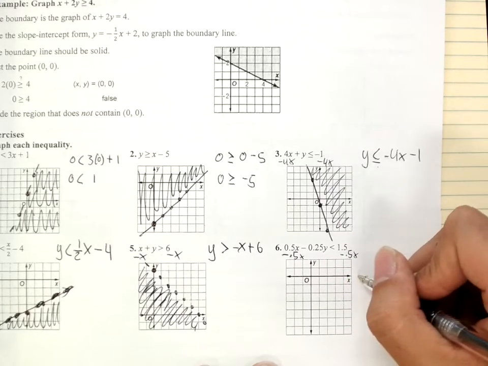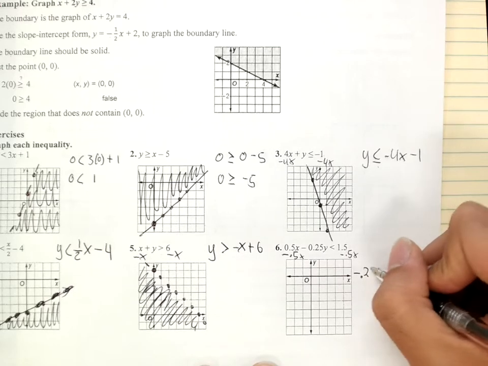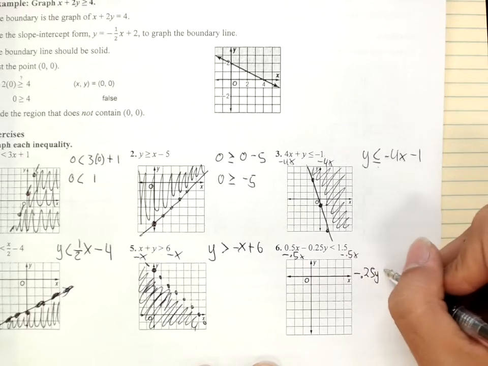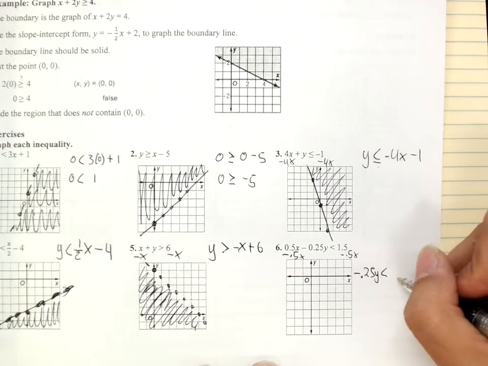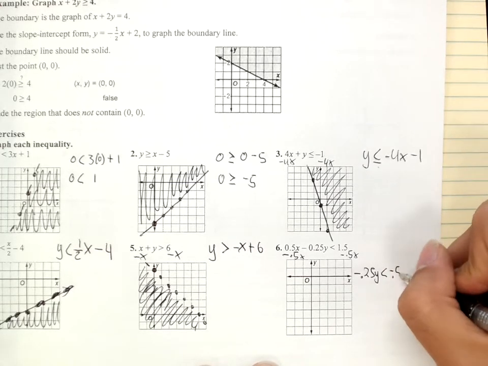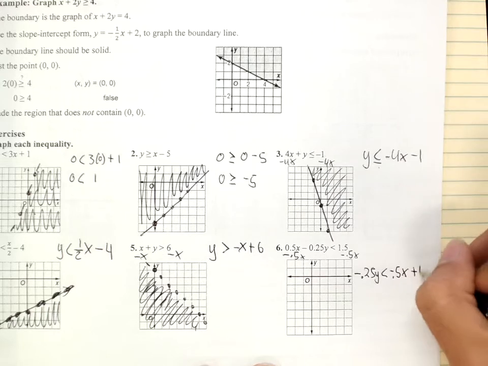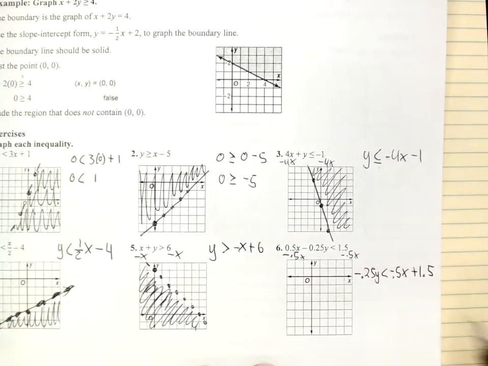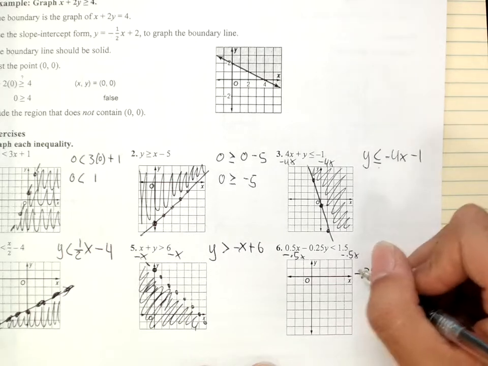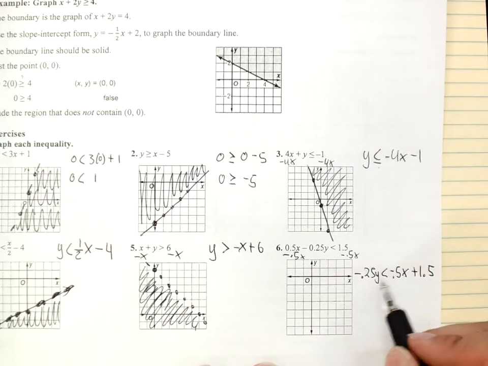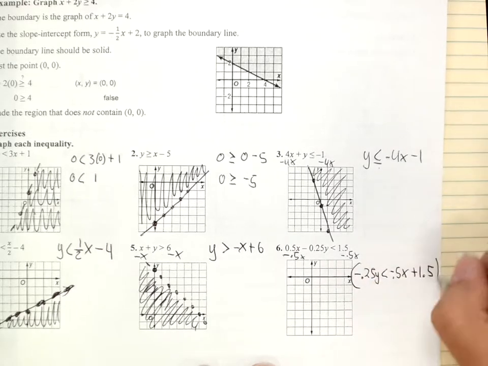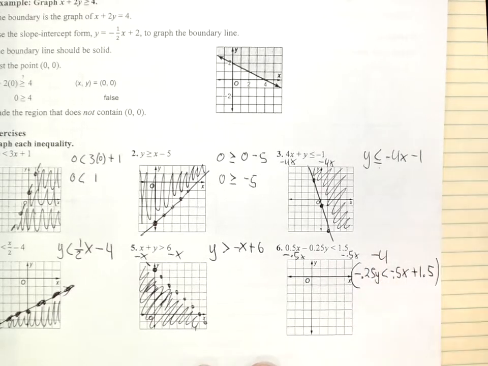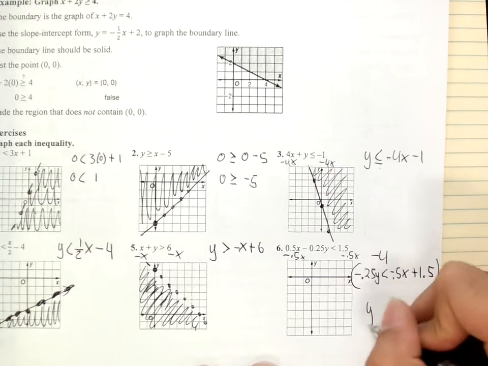You're going to get negative 0.25y is less than negative 0.5x plus 1.5. Now, to get rid of this decimal, I know I can multiply by 4 and all this decimal will go away. Well, and to get rid of this negative, I need to multiply by a negative. So if you multiply by a negative 4 by the whole thing, you're going to get y.